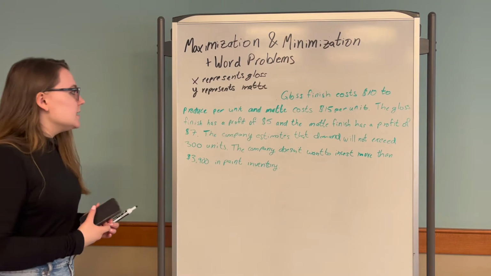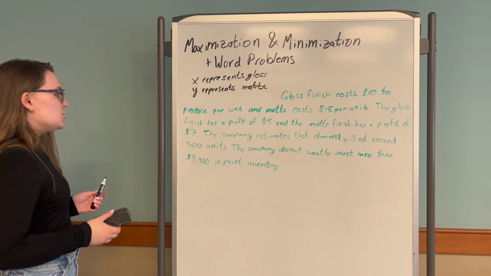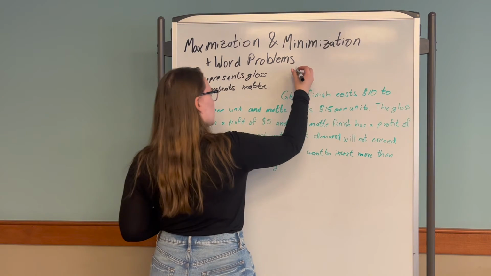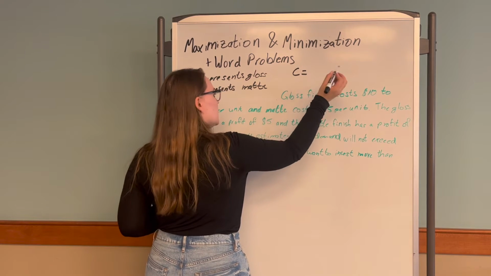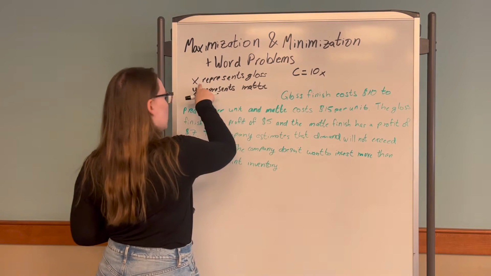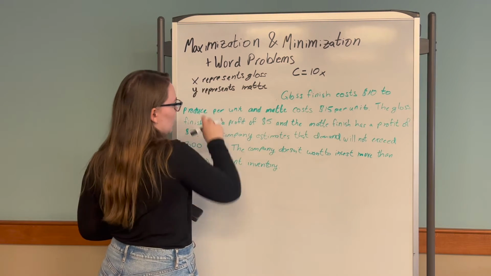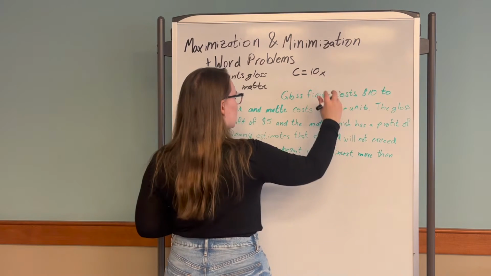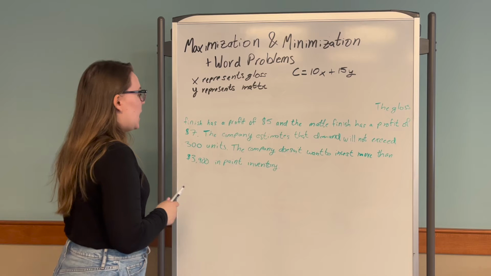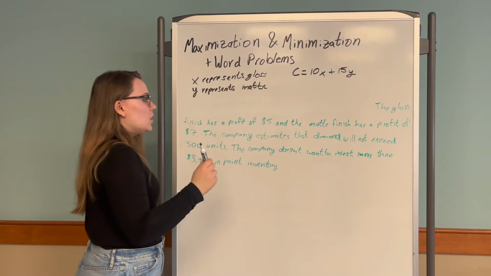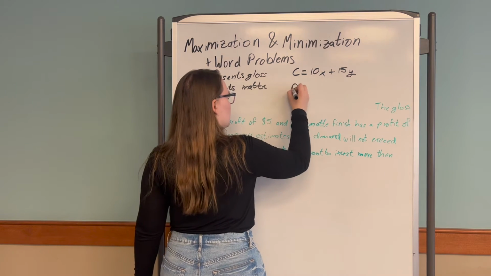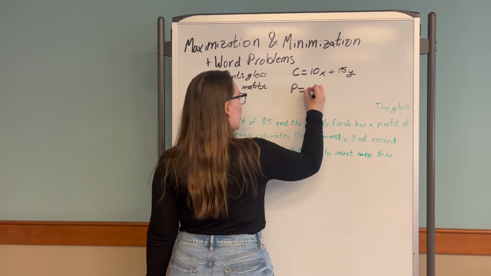All right, our next sentence says that gloss finish costs $10 to produce per unit and matte costs $15 per unit. Let's write it over here, saying that C, our cost, is equal to 10x, because there are X units and we multiply by 10 to get the cost, and then 15y. Next, the gloss finish has a profit of $5 and the matte finish has a profit of $7. So our profit P will be 5x plus 7y.